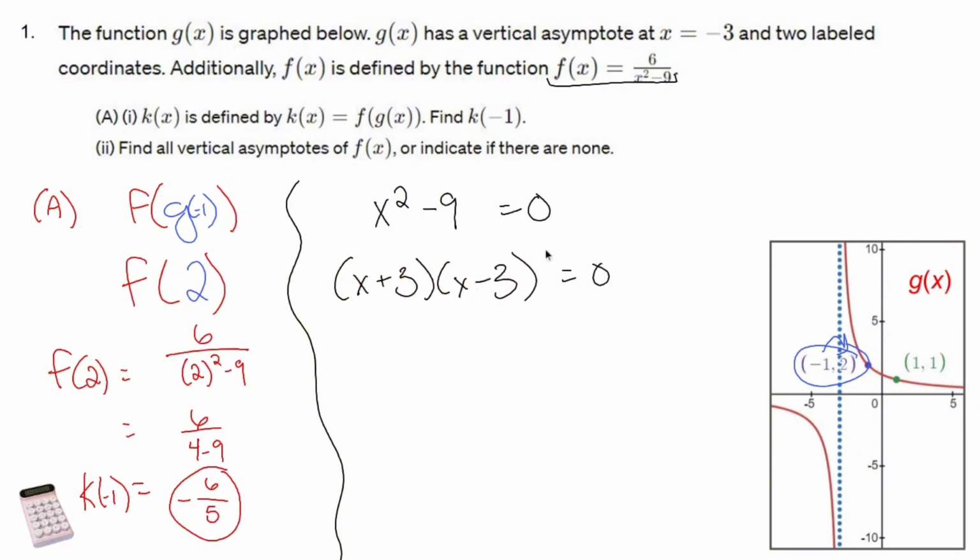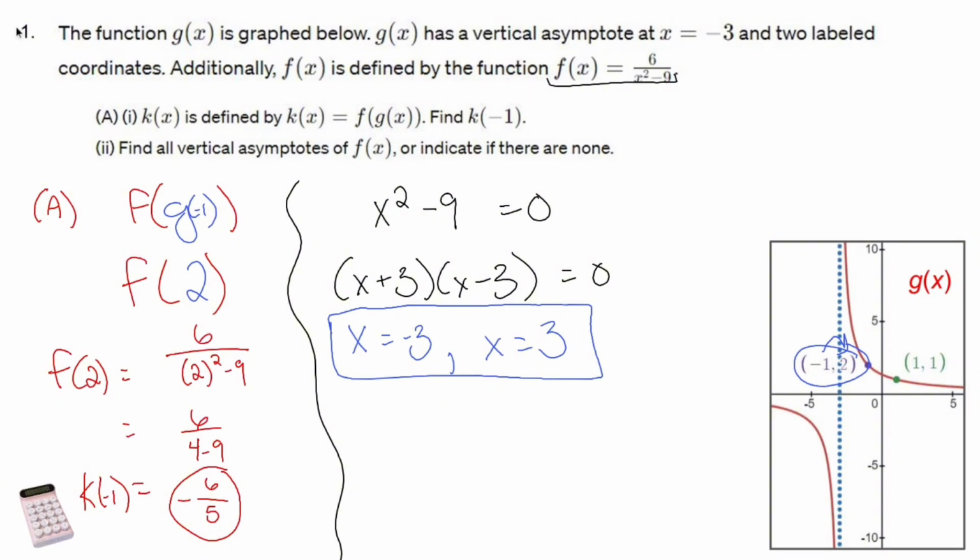The zero product property has me setting each parentheses equal to 0, and the magic number for one parentheses is going to be -3, and the magic number for the other is going to be +3. So the vertical asymptotes are x equals -3 and x equals 3. I'm writing them both out because a vertical asymptote is technically a vertical line. x equals -3 and x equals 3 would be the proper way of writing it out.